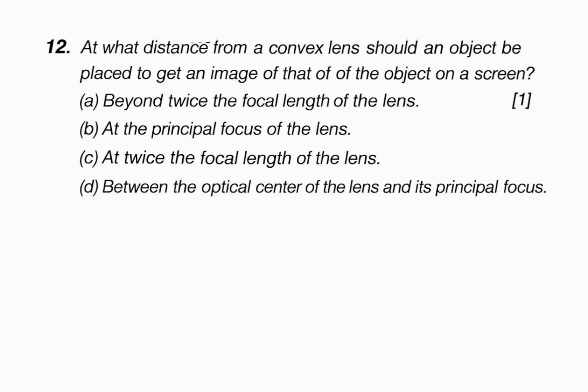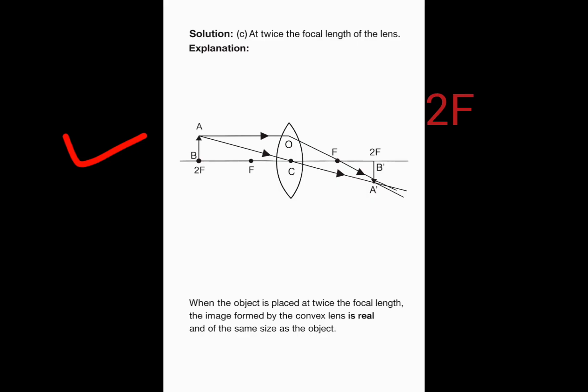So out of these 4 answers, option C is correct. At twice of the focal length of the lens. Twice means what? 2 times focal length F. Twice of the focal length means 2F. So if we place object at 2F1, we can see image at 2F2. So then option C is correct. Okay, now let us move to the next question.